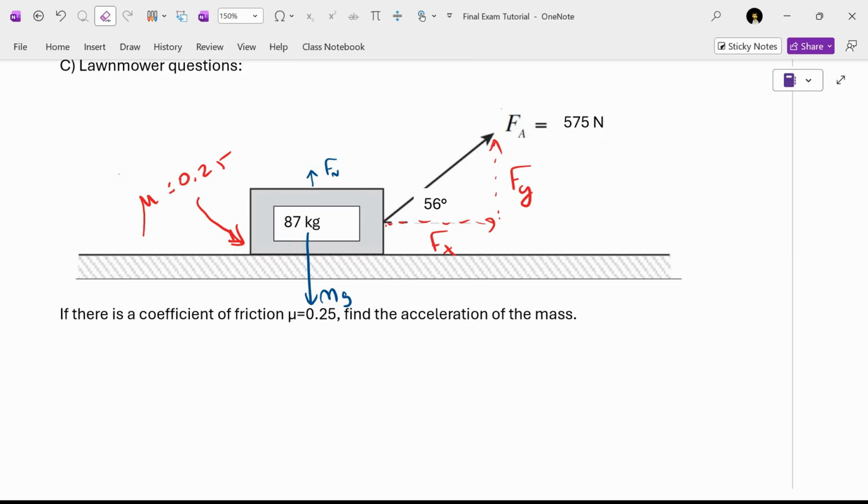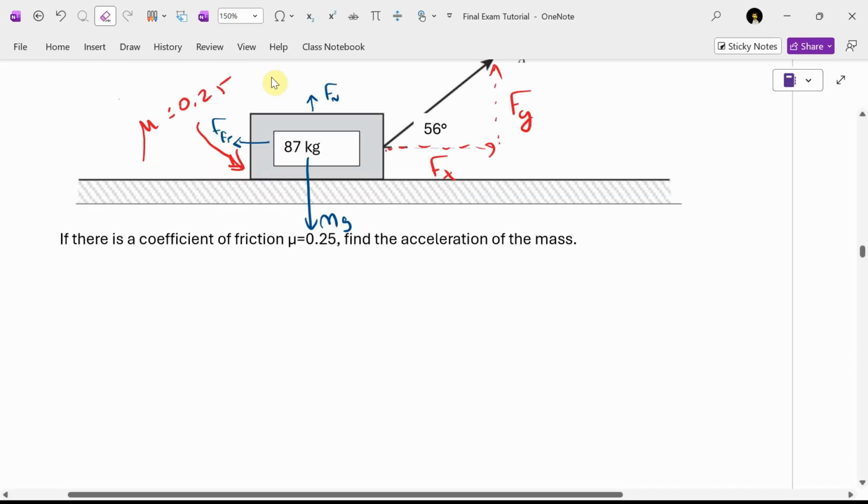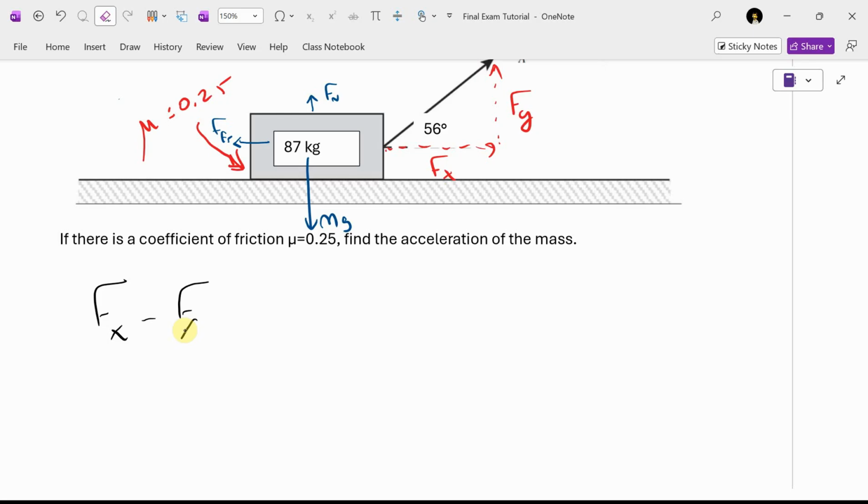And which other force am I missing, Megan? Friction, which way? To the left. And so I think the tug of war here is between Fx and friction. My basic equation is going to start out winner minus loser equals ma. But I'm going to have to find Fx and I'm going to have to find friction.